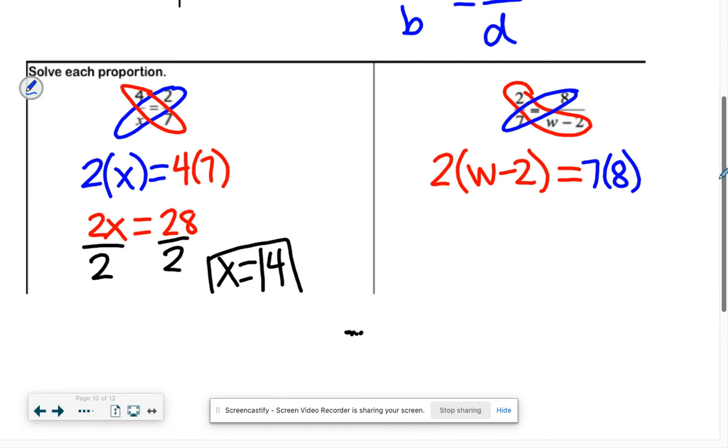Do you guys remember what to do when there's a number outside the parentheses? Do you remember what it's called when you do those little rainbows? It's called distributing. So what's 2 times w? 2w. 2 times negative 2? Negative 4. And then 7 times 8?